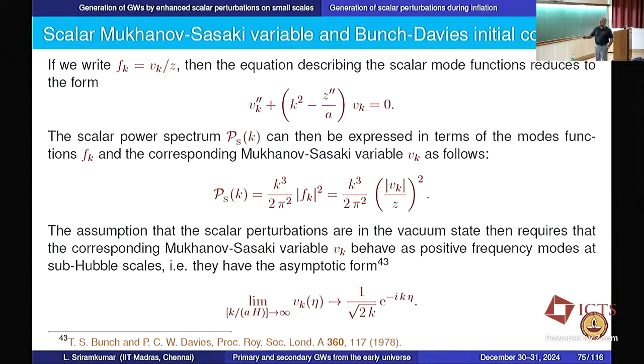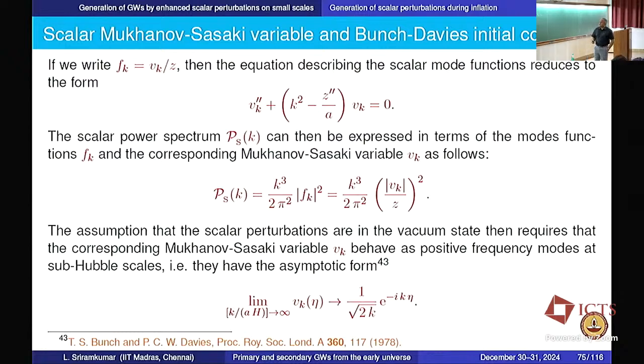So let's come back to the scalar Mukhanov-Sasaki variable. It's not surprising that you will arrive at an equation. This should be z, not a. That's a typo. So you essentially have a time-dependent oscillator equation, where the time dependence is determined by z double prime by z instead of a double prime by a. And you can plug this relation in to obtain this relation for the scalar power spectrum. As in the case of tensors, you impose the initial conditions, the so-called Bunch-Davies initial conditions, in the sub-Hubble limit when the modes are well inside the Hubble radius.